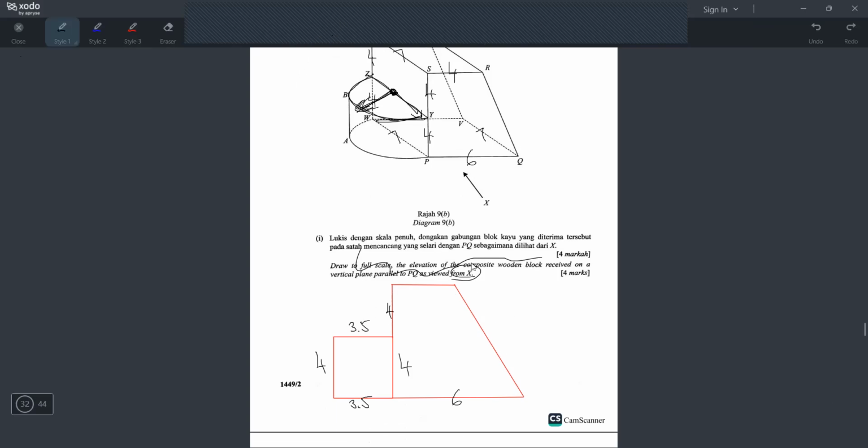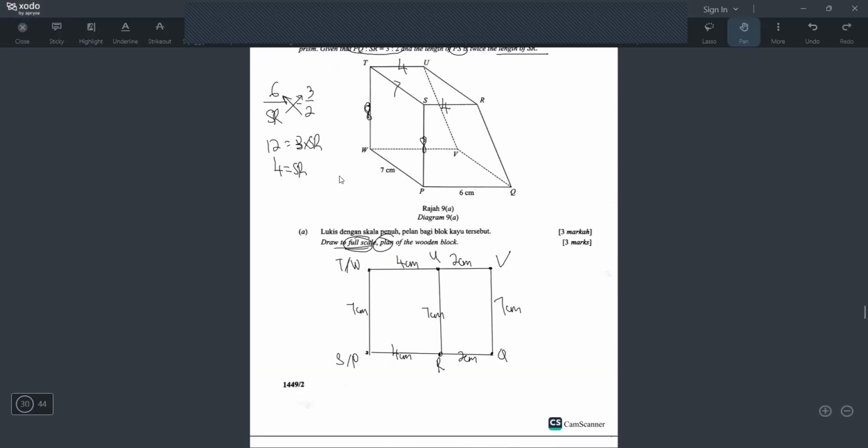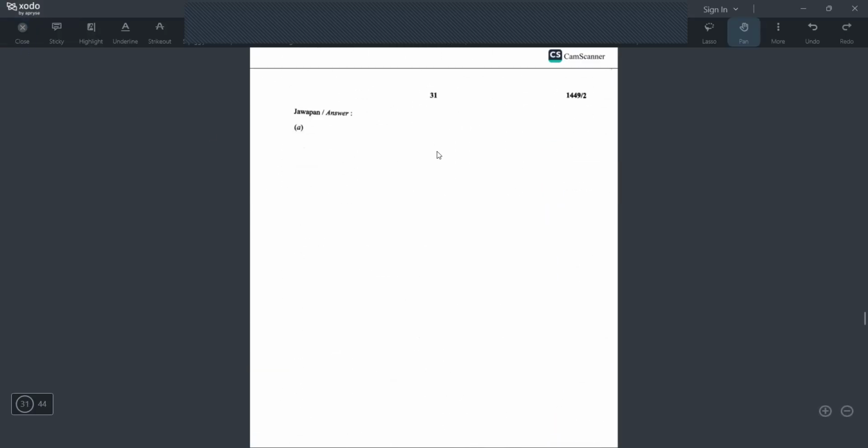Okay, now it's time to label. This one is 4 cm also, so 4 cm. This one also. Let's erase this. So this one 4 cm, this one also 4 cm, 3.5 cm, 4 cm, 3.5 cm, 6 cm. And also we have to label all the bucu. All the bucu means all the vertices. I'm just checking whether I labeled nicely or not.